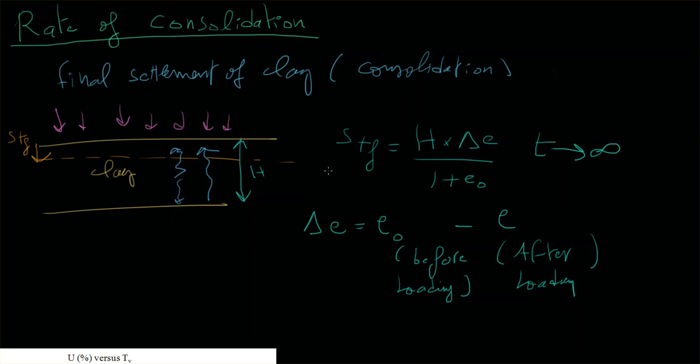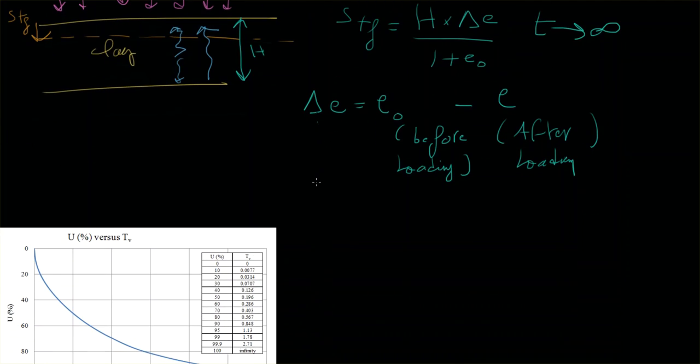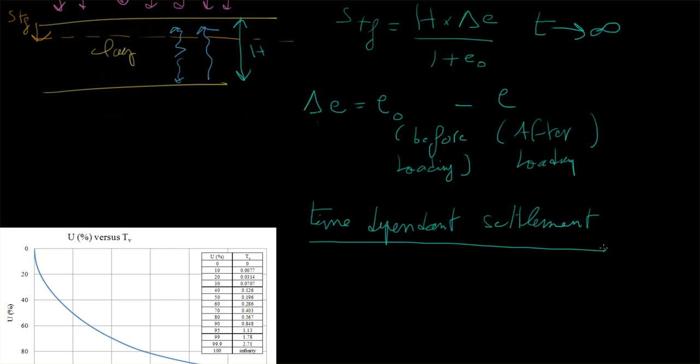However, most investors, let's say this is a real problem, will be interested to find the settlement of their building or bridge or dam after maybe 2 years or 2 months, so they can prepare themselves for any damage that could be caused. So they specify a certain time. So now we need to talk about time dependent settlement, and that is dependent on the rate of consolidation. How fast can this clay layer dissipate the water that's inside of it?